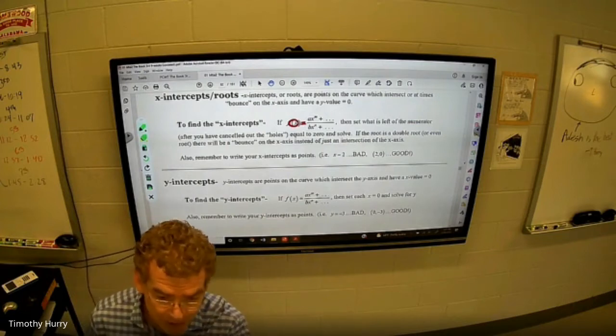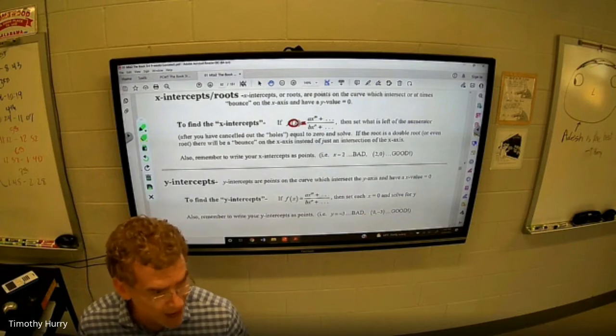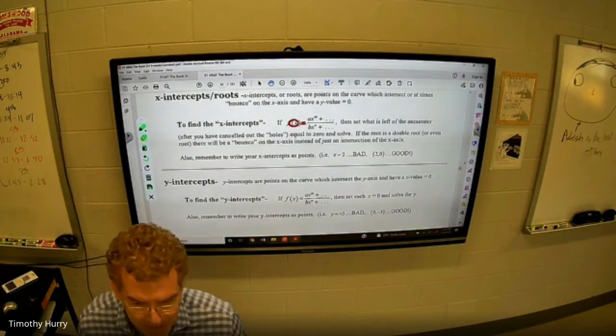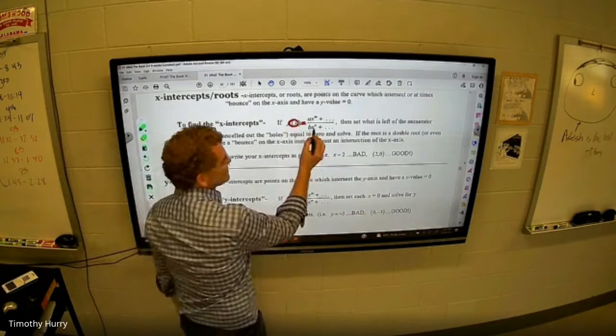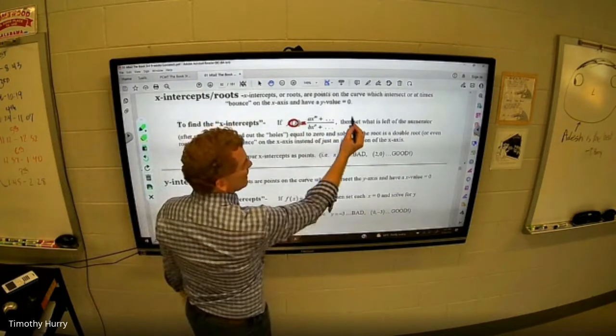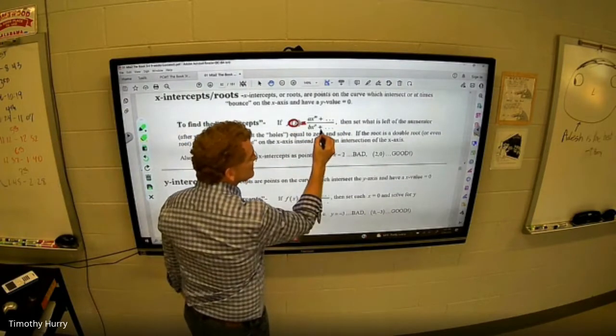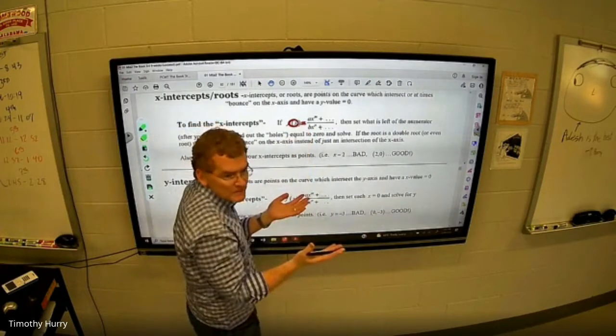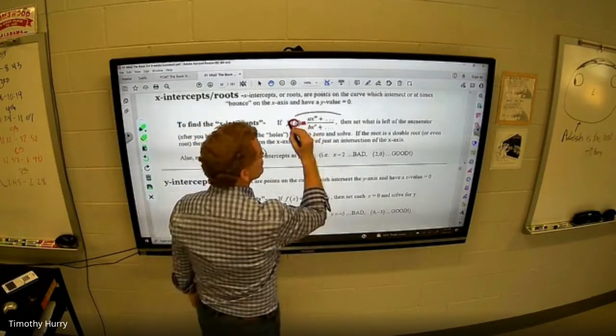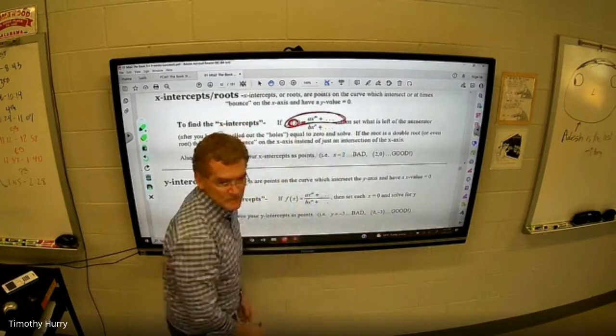Well, that's ultimately what you're doing. But just to show you the why, couldn't you cross multiply? I mean, if I get something like this and multiply both sides by the denominator, doesn't the denominator, when you multiply, just go away? So all you have left is the numerator equal to 0, right?